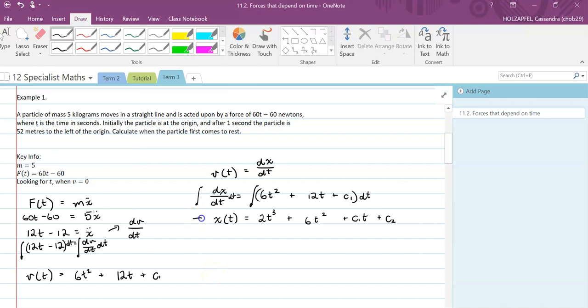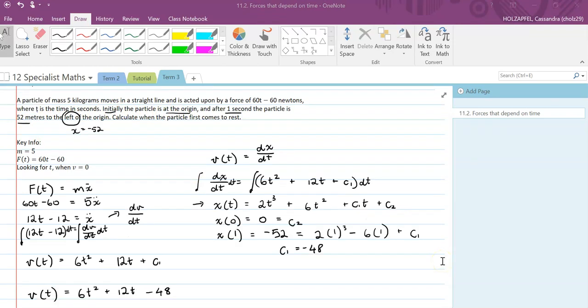So now that we have our function for displacement, we can go ahead and substitute in the values that we have. So after 1 second, the particle is 52 meters to the left of the origin, and initially they are at the origin. Okay, so now that we've substituted each of those values in, we've determined that C2 was equal to 0 and C1 was equal to negative 48. So I've substituted that back into my original equation for velocity so that I can determine when the particle first comes to rest. So in other words, when the velocity is equal to 0.